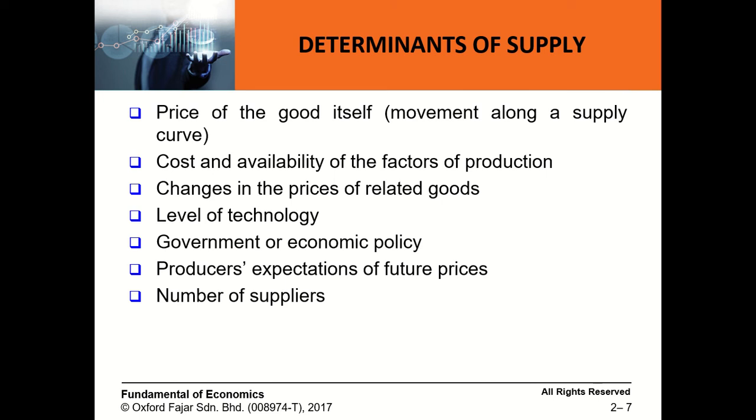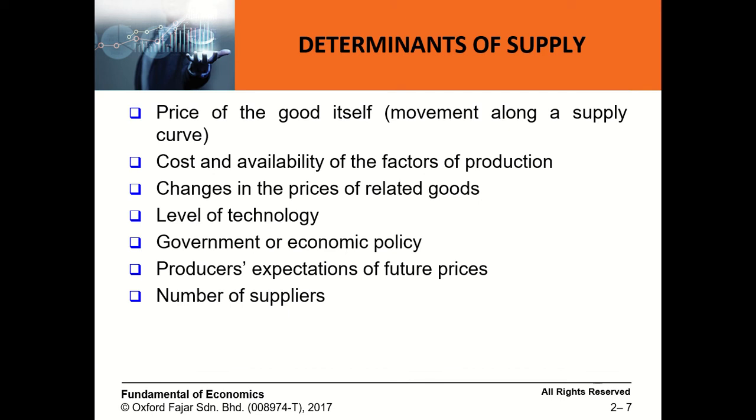So let's begin with the cost and the availability of the factors of production. As we learned in chapter 1, factors of production could be labor, capital, entrepreneur, or land. Every time we hire them, we have to pay the cost. For example, the cost of labor is called wages or salary. The cost of capital could be the interest or the rent.